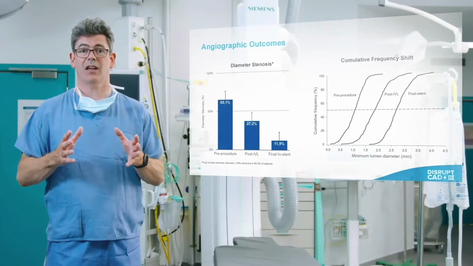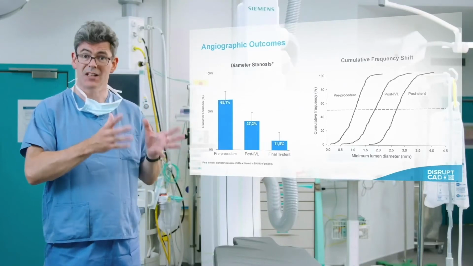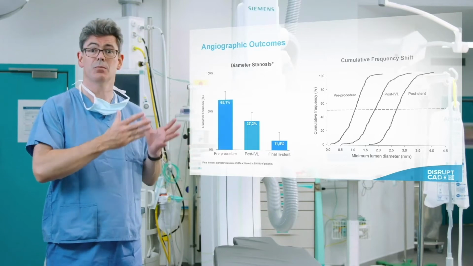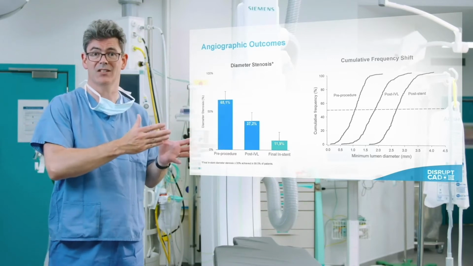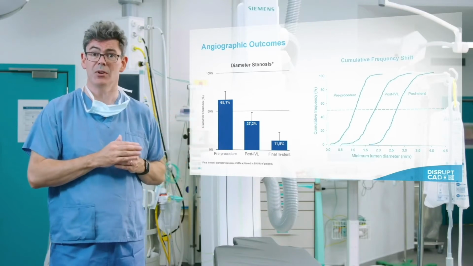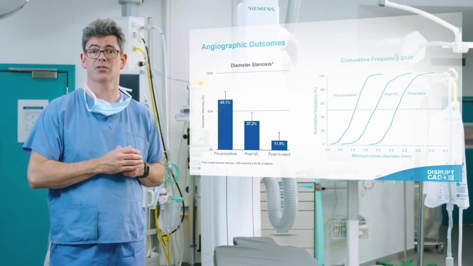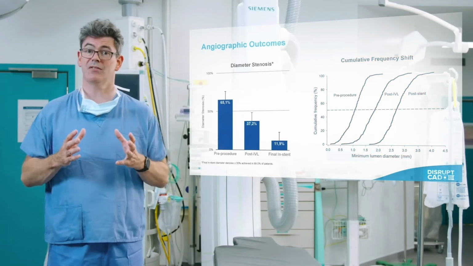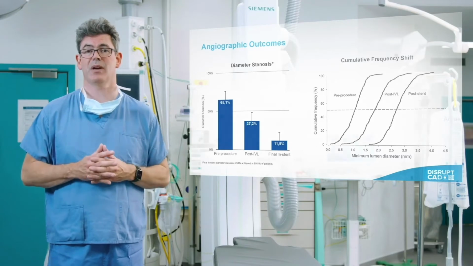These are the angiographic outcomes on the left. You can see the stepwise reduction in stenosis severity from pre-procedure to post-IVL and final in-stent. And on the right, the stepwise increase in minimum lumen diameter at the same time intervals. A diameter stenosis of less than 30% was achieved in 99.5% of patients.